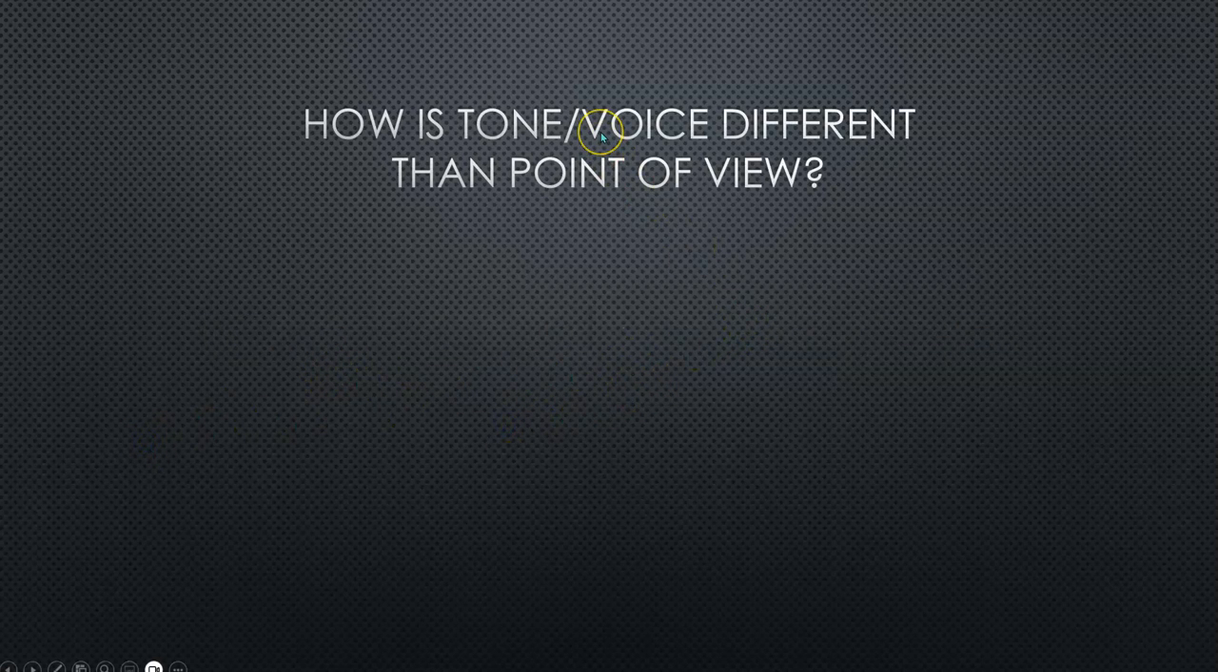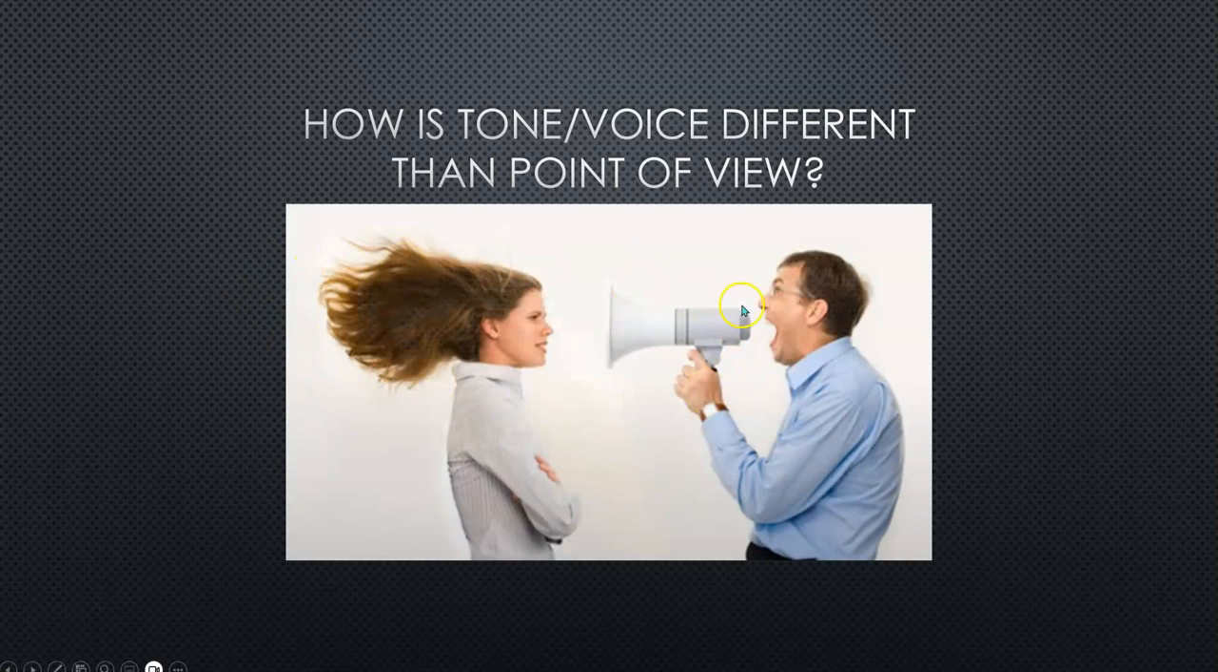All right, well, let's take a peek at something. So, how is tone and voice different than point of view? Because point of view is first person, second person, third person, limited or limited omniscient. Those are the basic ones, and the tone of the voice is different. And the way that I try to think about tone or voice is this example here.